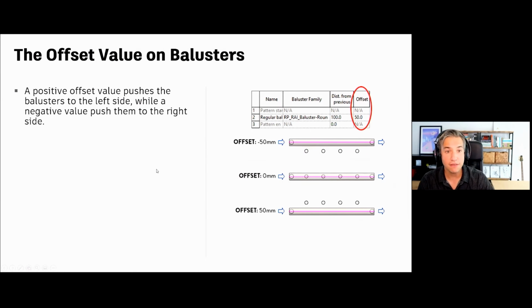Let's talk about the offset value on balusters. So if you use a positive value for the balusters, the balusters will be pushed to the left side of the railing. If you use a negative value, they will be pushed to the right side. So that's good to know. You can refer to the image if you are confused.